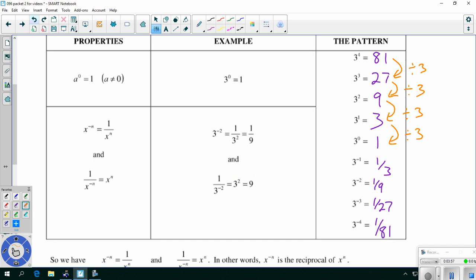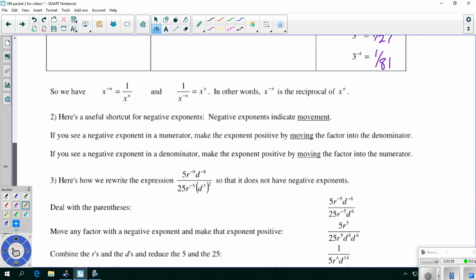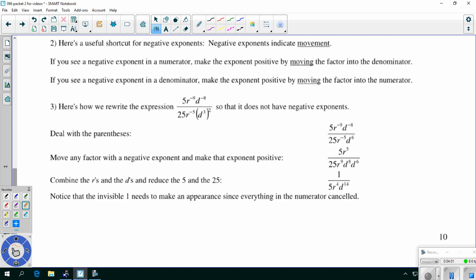So let's do our summary down here. Number 2, here's a useful shortcut for negative exponents. Negative exponents indicate movement. If you see a negative exponent in a numerator, make the exponent positive by moving the factor into the denominator. If you see a negative exponent in a denominator, make the exponent positive by moving the factor into the numerator. So here's how we rewrite this expression.